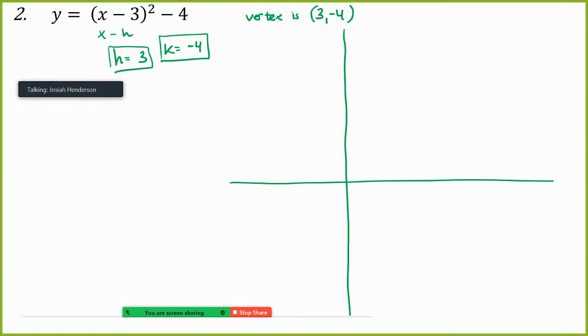This time, x is positive, or I guess it's h, right? The h number is positive. So I'm going to move to the rightwards of my graph instead of the left like last time. So 1, 2, 3. And then try to make your units the same.